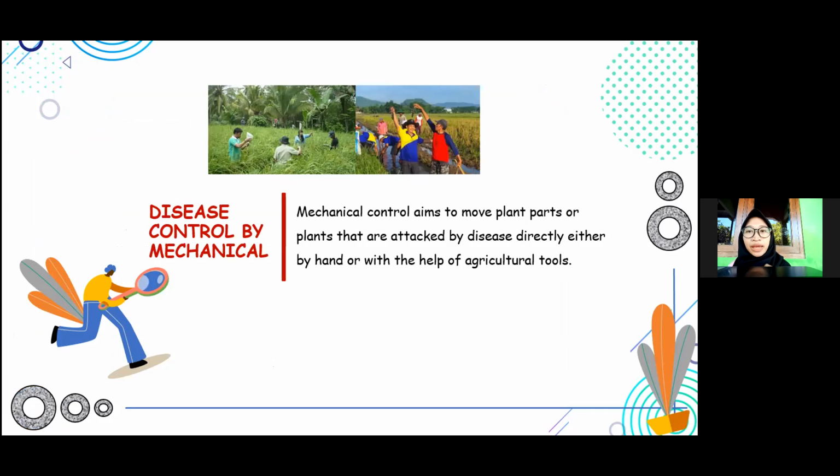This is control by mechanical means. Mechanical control aims to remove parts of plants that are attacked by disease directly, either by hand or with the help of agricultural tools.